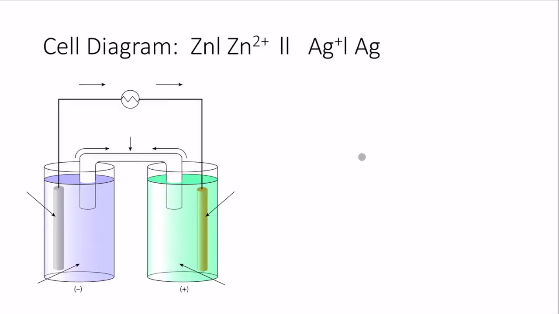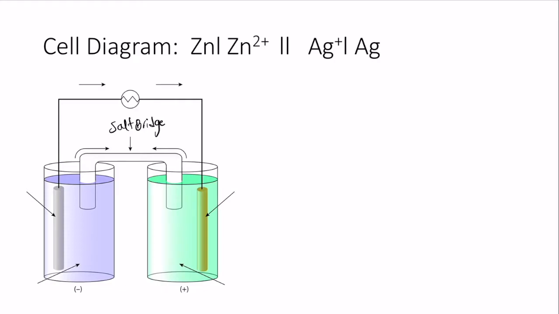So we will start with the first cell diagram. We have the cell notation. Through the cell notation, we can assign the elements of the galvanic cell. So here we have the salt bridge.